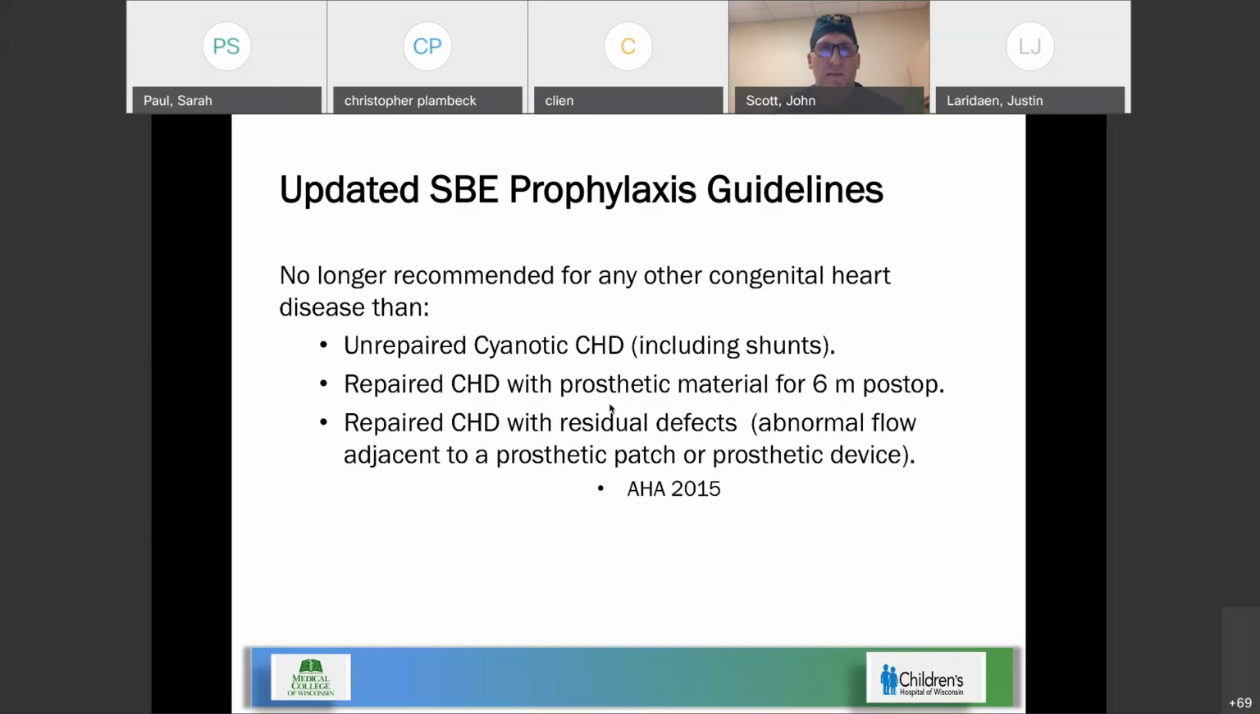So just to review the updated SBE prophylaxis guidelines for congenital heart disease, it's no longer recommended for congenital heart disease other than in these 3 settings. So unrepaired cyanotic heart disease, including patients with shunts or conduits, repaired congenital heart disease with prosthetic material 6 months post-op, and repaired congenital heart disease with residual defects. So that's abnormal flow next to a prosthetic patch or device, and that's lifelong.